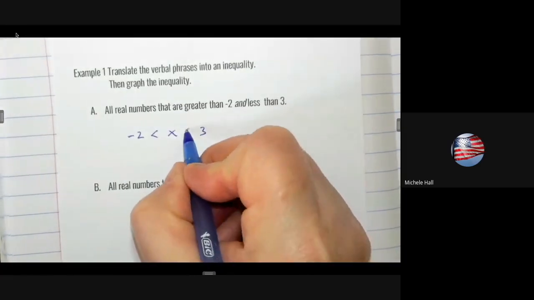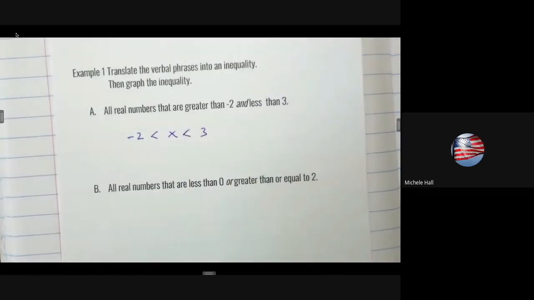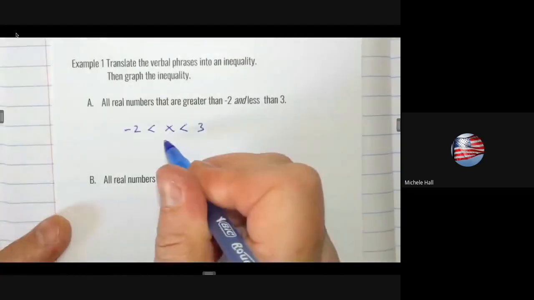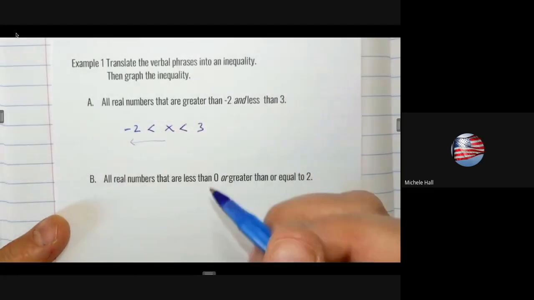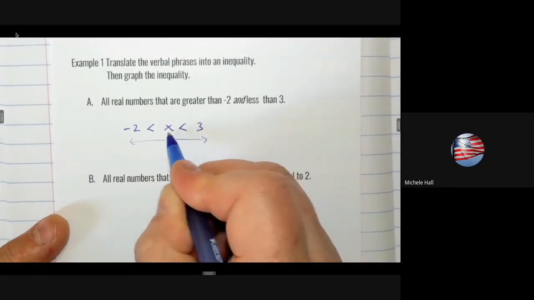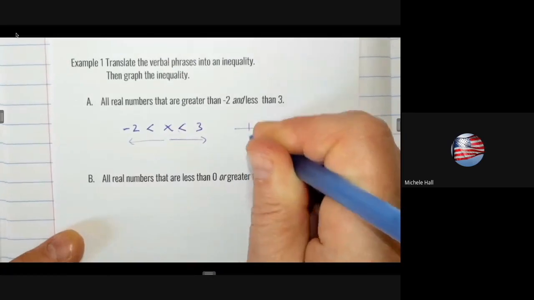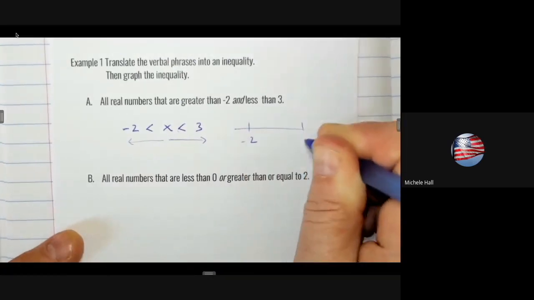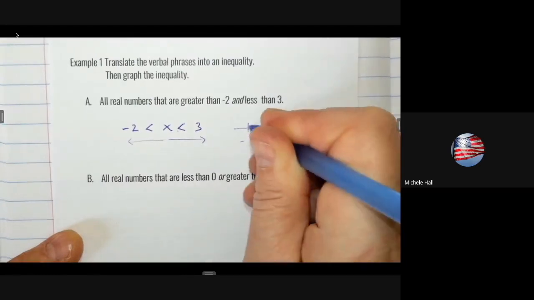I want to have the small part, less, next to the x. We're reading in two different directions. We're starting at the x and we're reading to the left: x is greater than -2. And then we start at the x and we read in the right direction: x is less than 3. Our number line is going to look like this with -2 and 3. It's going to be open circles.